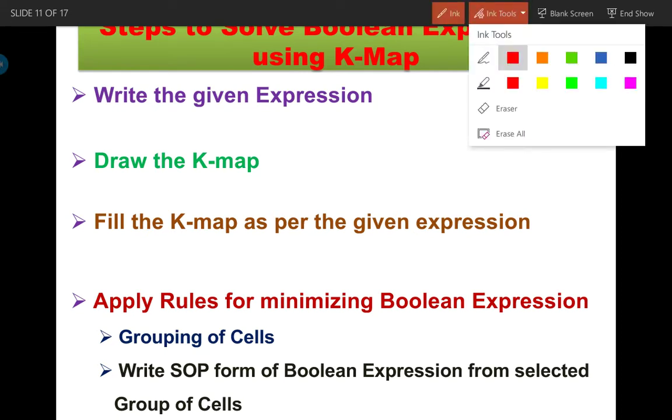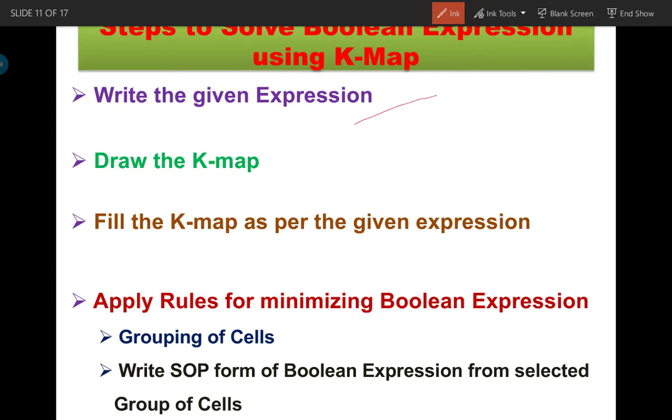we have seen the types of Boolean expressions, then from the expression how to draw the K-map. After that we saw how to fill the K-map from the given expression, what are the different methods. Now today in this lecture we will see how to apply different rules for minimizing the Boolean expression. Okay, this is the final step for simplification of K-map. So we have different kinds of rules for minimizing Boolean expression.